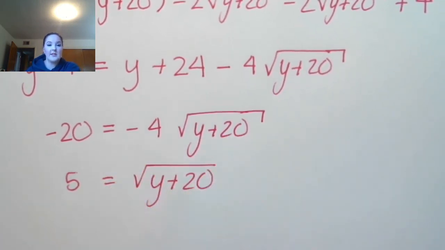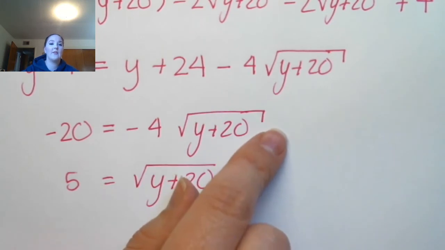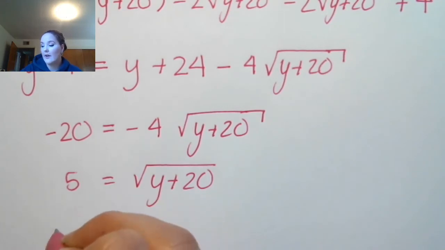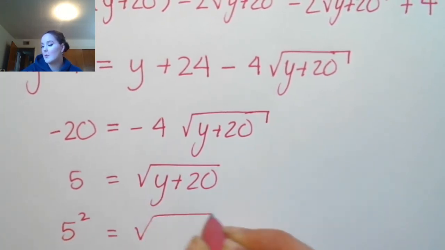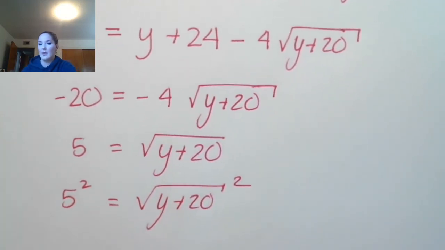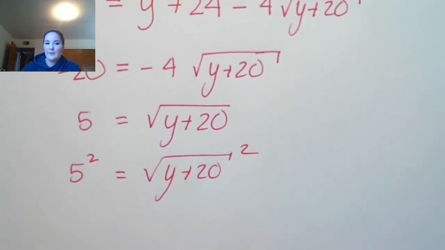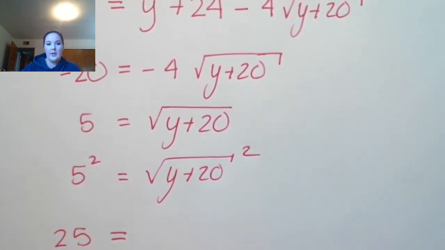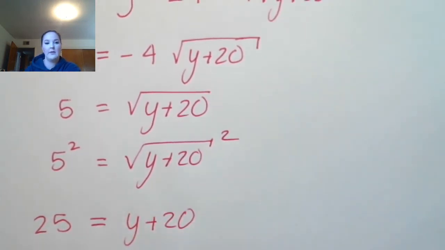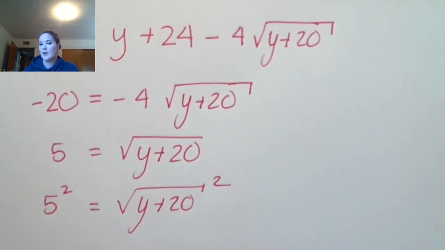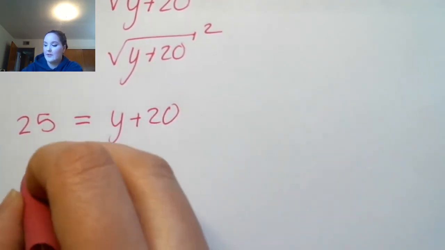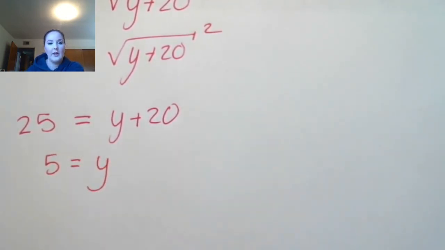The reason I did this is because I know I still have a square root. I need to isolate that and then square both sides again. So I'll have 5 squared and square root of y plus 20 squared. 5 squared is 25. Square root of y plus 20 squared is y plus 20. The last thing I have to do to finish solving here is just subtract 20 from both sides. That will give me 5 equals y.